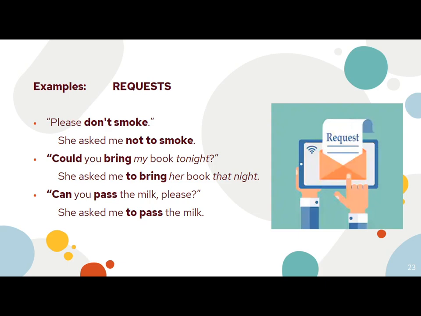But again, every time that we have requests, we're going to use ask. Again, the person you're asking the request or you're requesting to: asked me, asked her, and then the to infinitive form. To bring, to pass. And if that request is something in the negative form, we're going to use not to smoke.